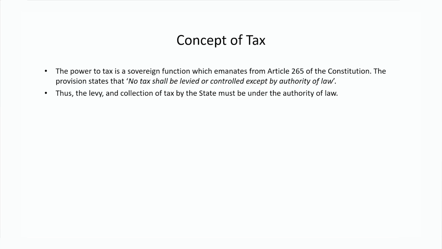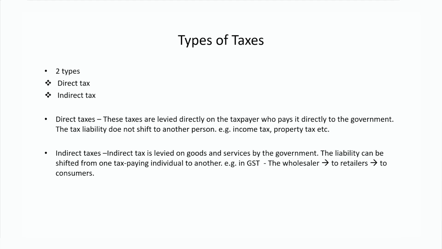So the power to tax is basically a sovereign function which emanates from Article 265 of the Constitution. The provision states that no tax shall be levied or collected except by authority of law. Therefore, the levy and the collection of tax by the state must be under the authority of law. So let's look at what are the different types of taxes.